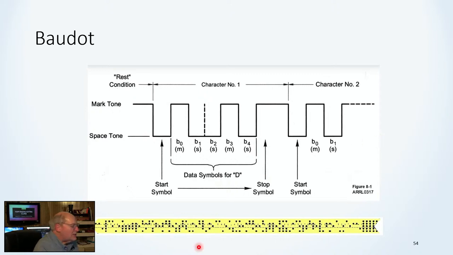Mark and space tones, by the way, if you're curious, are 2125 and 2295 typically. And if you listen to an RTTY signal on the air, that's the well-known diddle-diddle sound. I don't think I recorded that here for this class, but that's what it would actually sound like on the air.